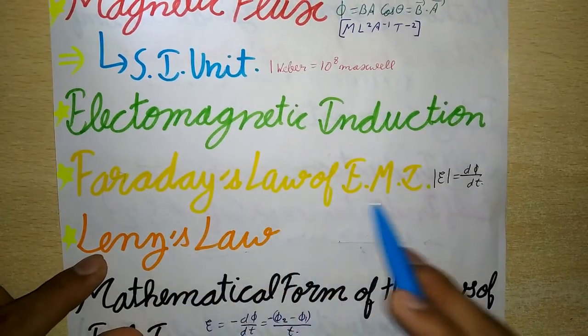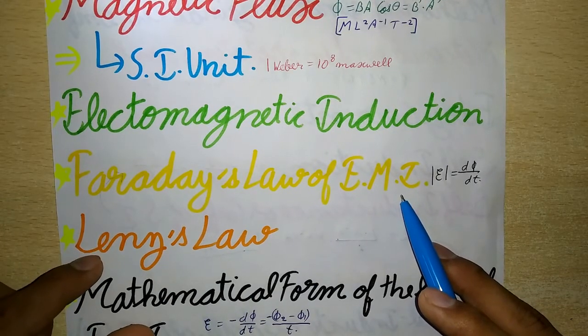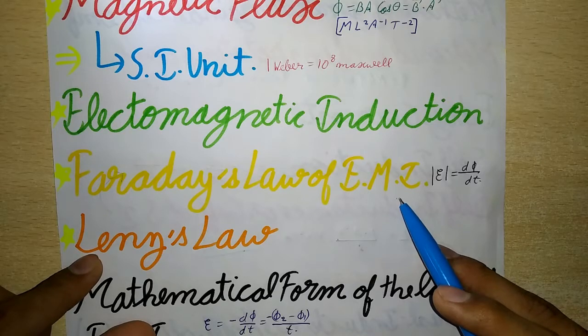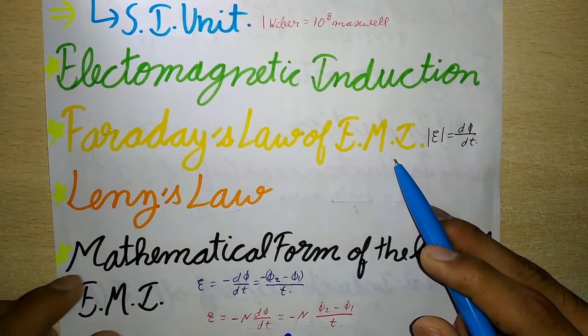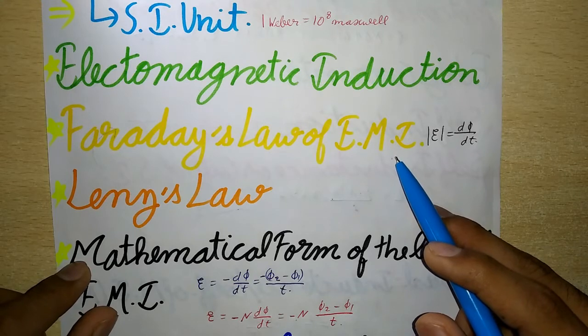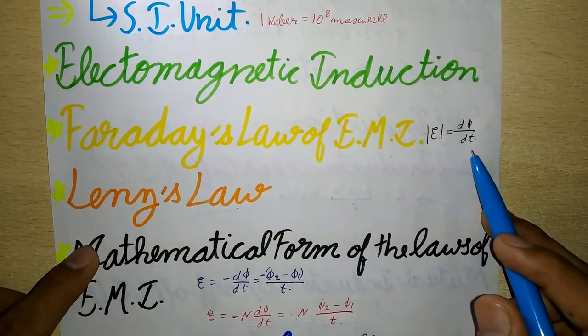Now next is Faraday's law of EMI. The first law is: whenever the magnetic flux linked with a closed circuit changes, an EMF is induced in it, which lasts only so long as the change in flux is taking place. The second law is: the magnitude of induced EMF is equal to the rate of change of magnetic flux linked with the closed circuit. Mathematically, modulus E is equal to d phi upon dt.